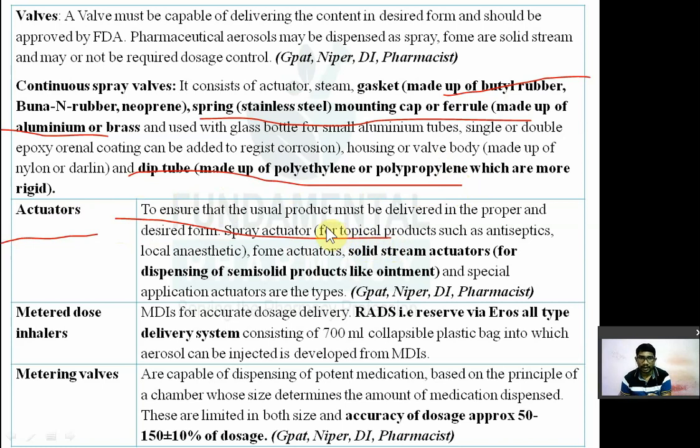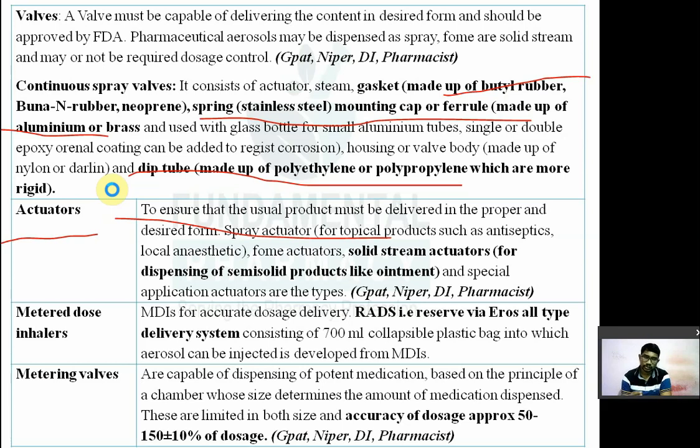To open the valve and deliver the product in the desired form, either in the form of spray or mist or foam, whatever. There are two types of these actuators: spray actuator and foam actuator. Okay. There is another special kind of actuator also. Basically, there are 3 types.